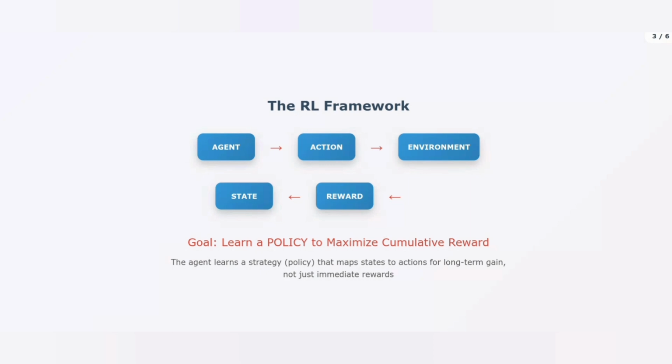The goal of the agent is to learn a policy, a strategy or mapping from states to actions that maximizes the cumulative reward over time. It's not about immediate rewards, but about long-term gain. This makes RL particularly powerful for sequential decision-making problems.